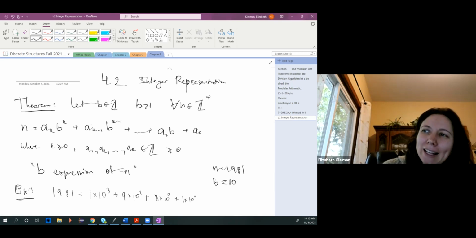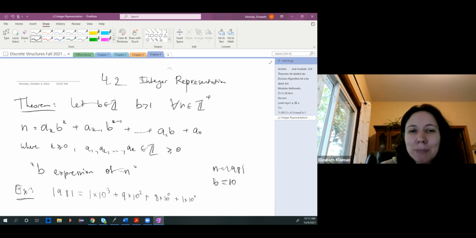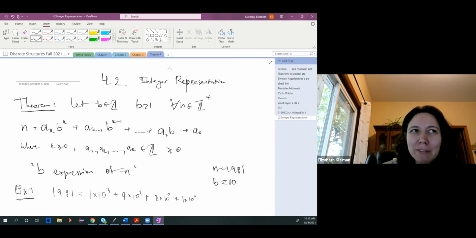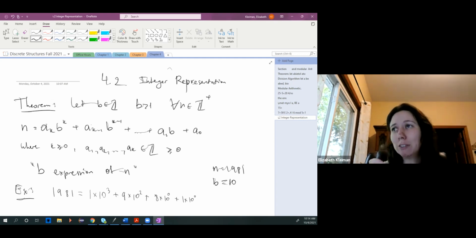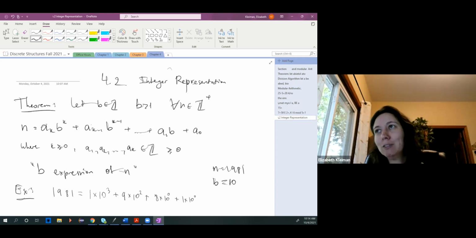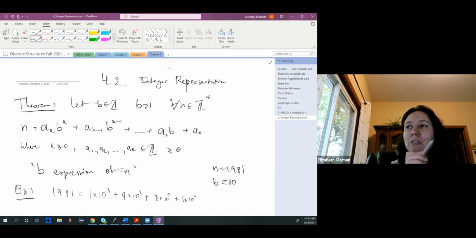This is the base 10 expression of 1981. Did you do something like that at school? Probably even elementary school, correct? When you think about it, I have a place of thousands, a place of hundreds, a place of tens, and a place of units, correct? Ones. So in this case, we are expanding it using the powers of 10. So we are saying how many of which ones we have.